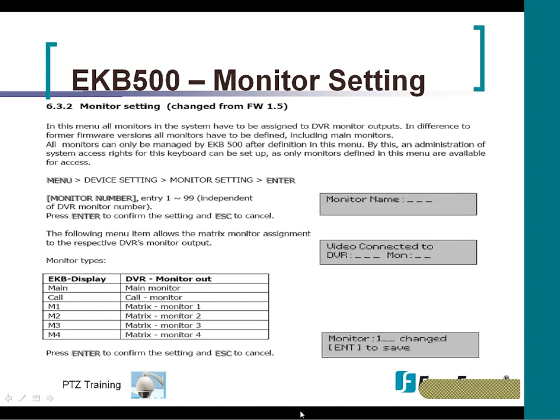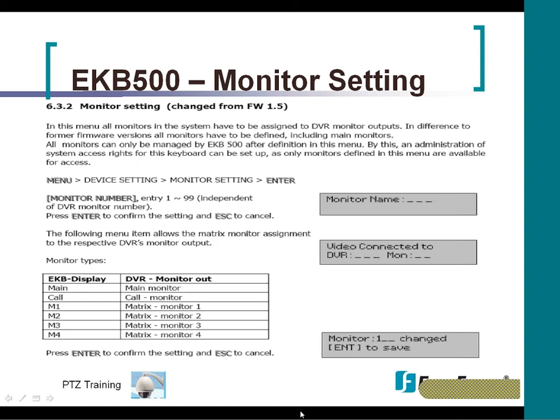You're going to go down to device setting, and then under device setting, you have your monitor setting. It's going to ask you for your monitor name. So for DVR1, you'd use monitor name 1. It's going to ask you where the main monitor video is connected to. So you would choose DVR number 1, monitor 1. Actually, I apologize. You're going to choose DVR1, and then for monitor, you'll look to the left on the little table below, and you could choose.